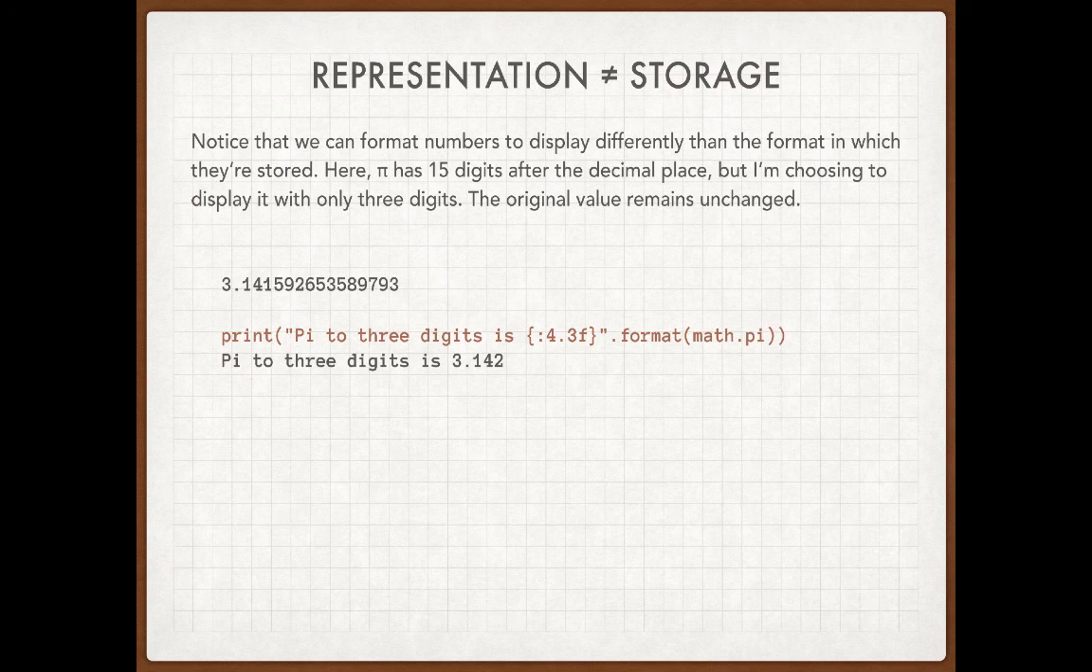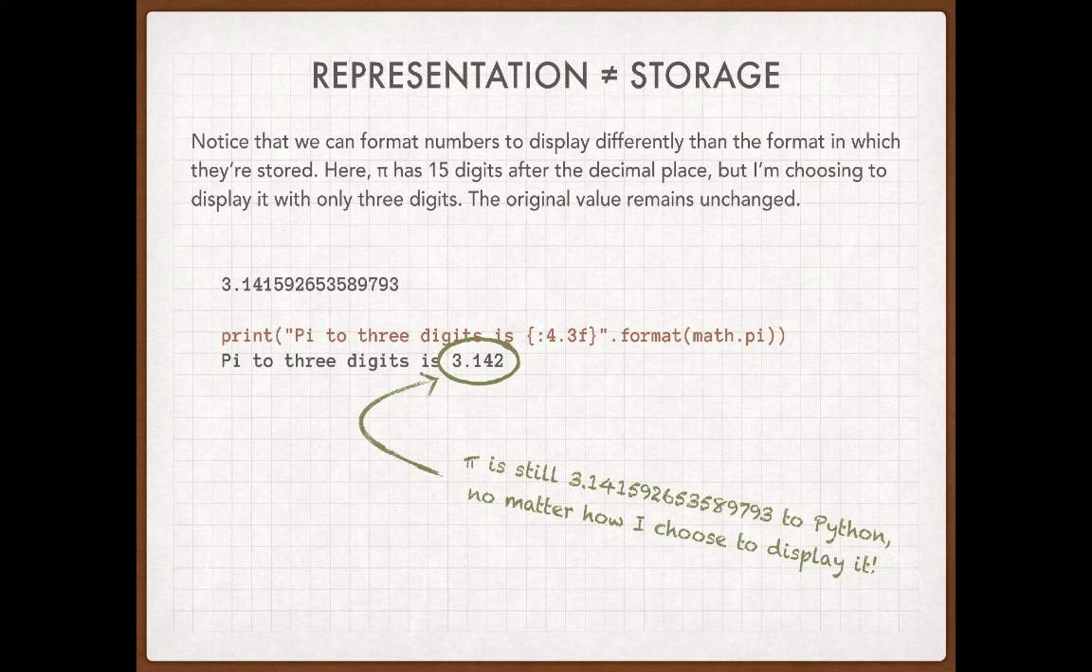So here, even though I'm displaying pi as a 4.3 floating point number, the value of pi still has, according to Python, these 15 digits after the decimal point. My decision to display it as 4.3 floating point has no repercussions on the value of pi that Python knows. So I can display things differently than what that value really is inside a variable. And that's an important thing to remember when working with strings.